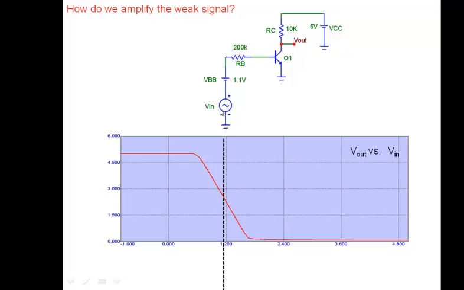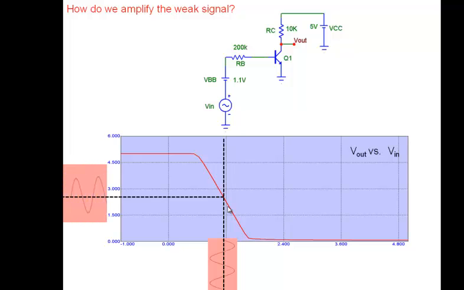Now on top of that, I add my Vin. In addition to 1.1, I add Vin, so I am here. Now what will happen? Your output is going to respond. If Vin goes up, the output will go here. So it's going to respond like this.